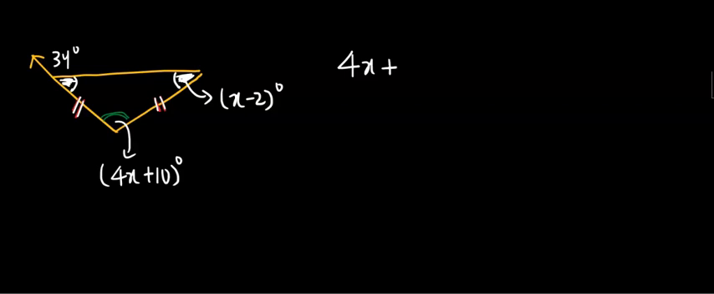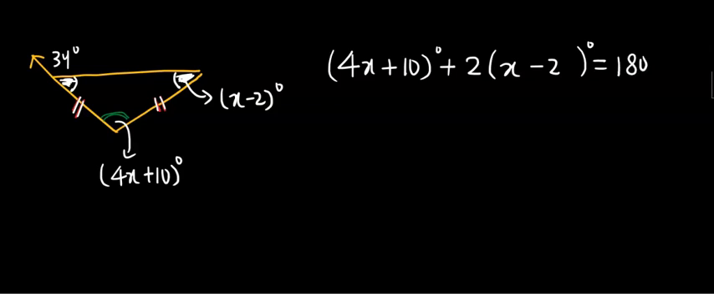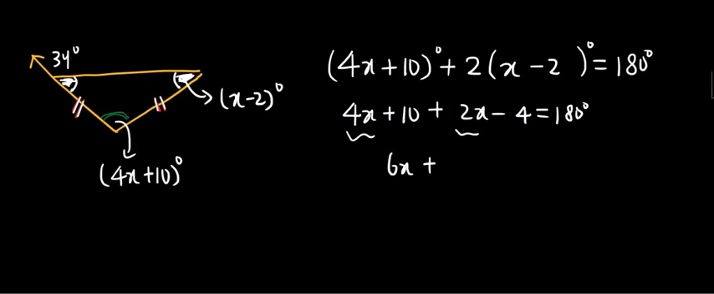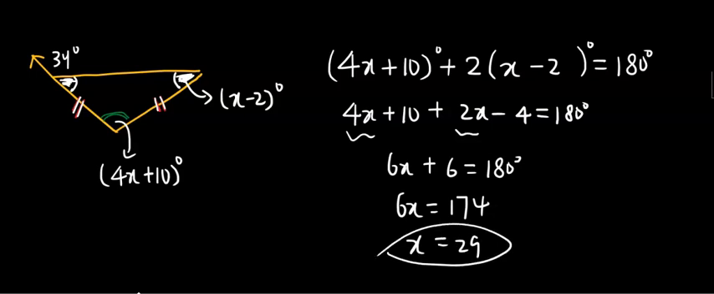So the first member says I am 4x plus 10 degrees. And the next 2 members, I'm going to put them together. So 2 times x minus 2 degrees equals 180. And 4x plus 10 plus 2x minus 4 is 180. Combine like terms, 6x plus 6 is 180. Minus 6 each side, we have 6x is 174, divided by 6 each side, and x is 29. We got x is 29.